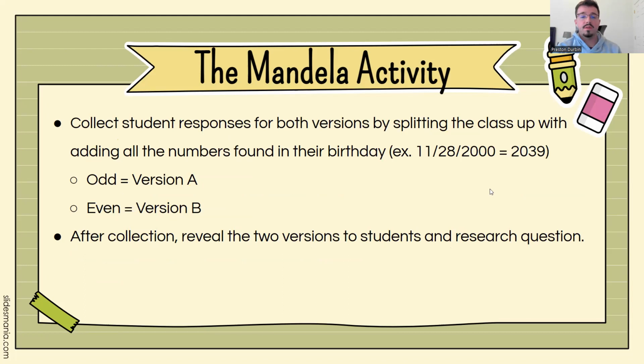Then you would collect student responses for both versions by splitting the class up, adding all the numbers found in their birthday. For example, it's my birthday, and I was born November 28, 2000. So you would add all those numbers up, and then you would determine if it was odd or even. If you had an odd number as the result of your birthday, you would do version A. And if you had an even amount, then it would be version B. After the collection of the student responses, you would reveal the 2 versions to students and their research question.